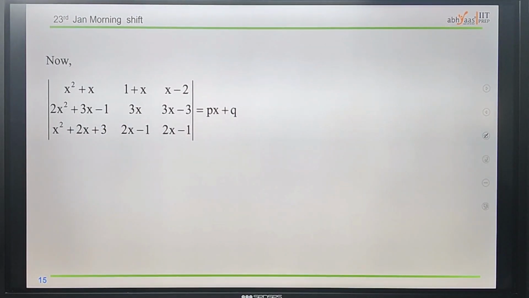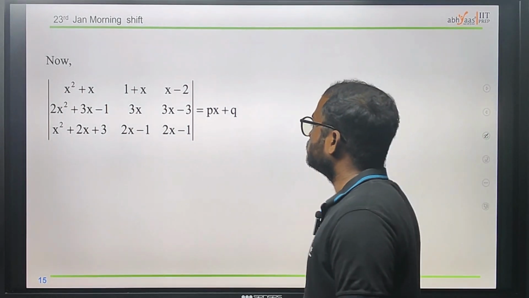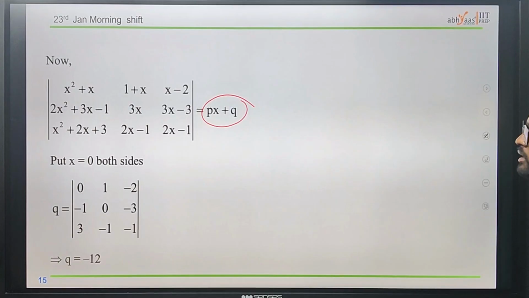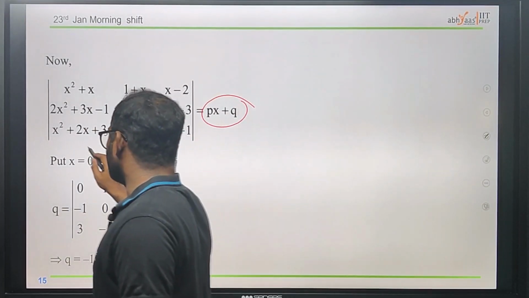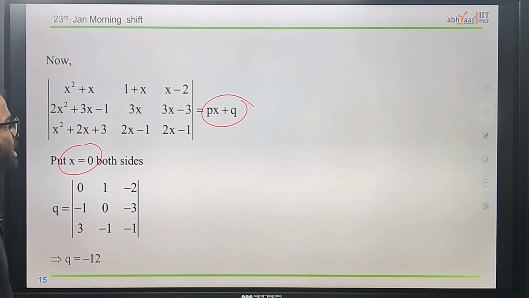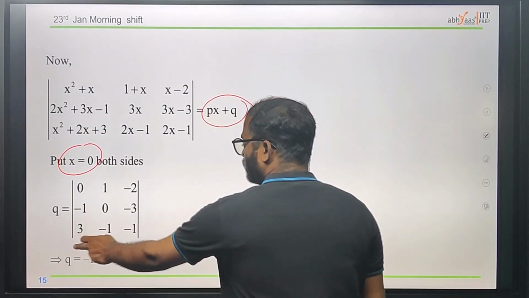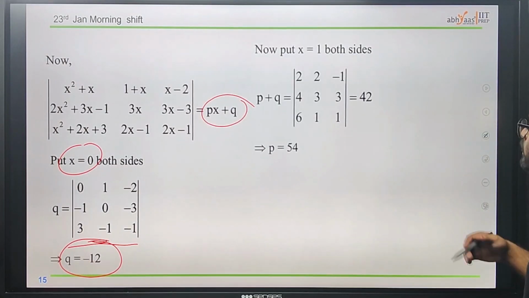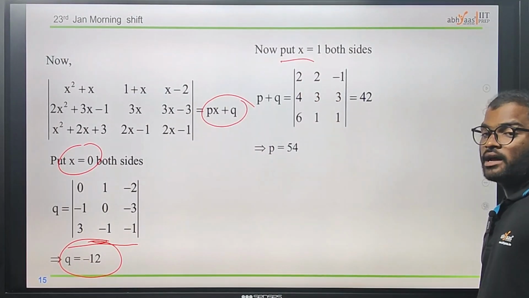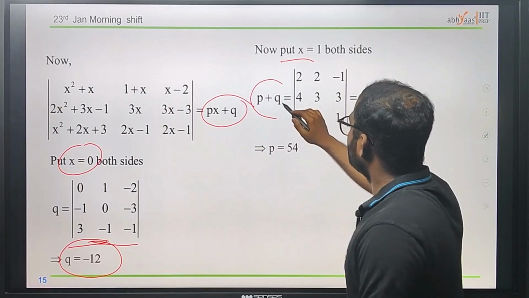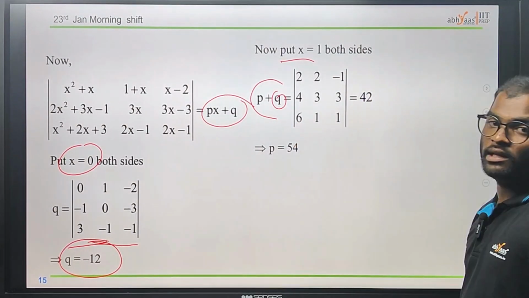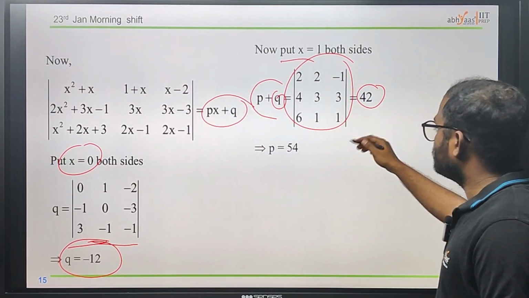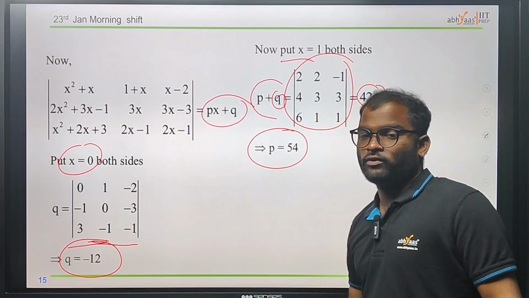Now come to the next statement, where we have to compare this with px plus q. We need to substitute some values to make it work. First put x equal to 0 on both sides. Now it makes q equal to this one, so q is equal to minus 12. Next, similarly put x equal to 1 on both sides, and then we have p plus q equal to this one. Since we know the q value, substituting it here we will have 42, and so we get 54. p is equal to 54.